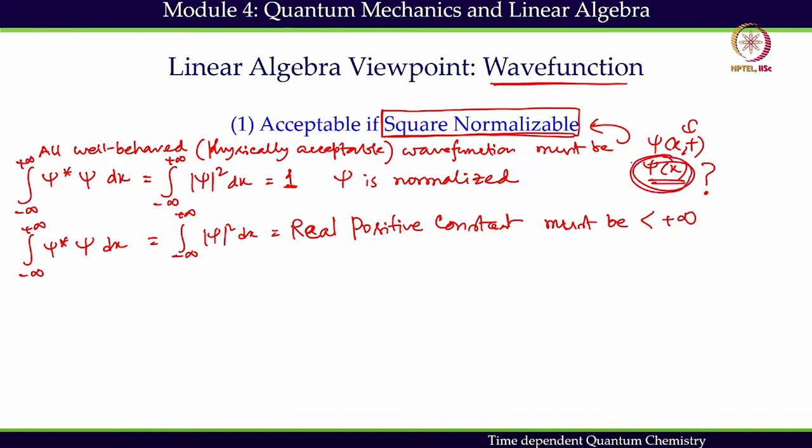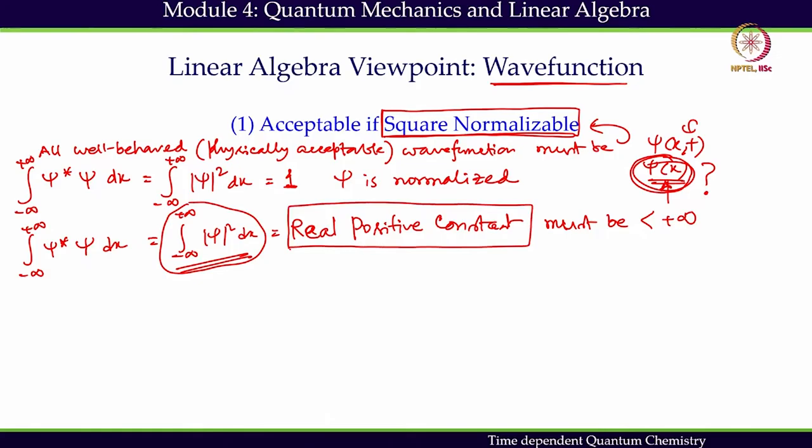So, the first question is that if somebody is proposing that, okay, let's assume that this wave function is a solution for a particular quantum system, then immediately we have to check whether the proposed wave function is acceptable as a solution in quantum mechanics. And how do I check that? I can check it by taking this integration and finding out whether it gives me a real positive constant value. If it is becoming 0, or if it is becoming infinite, so I cannot accept that wave function.